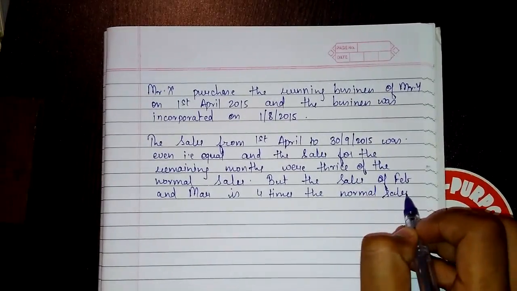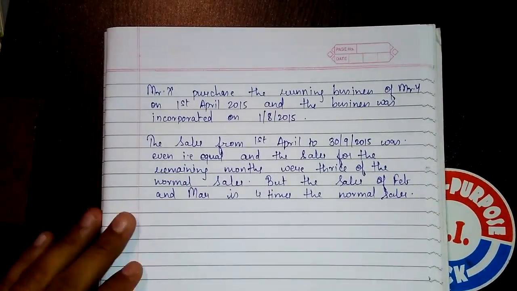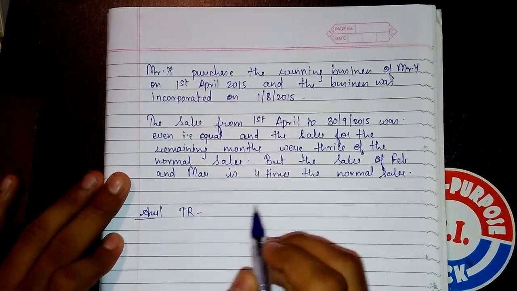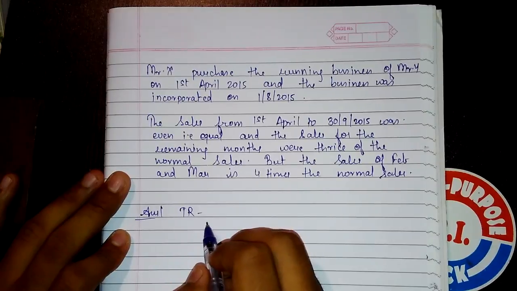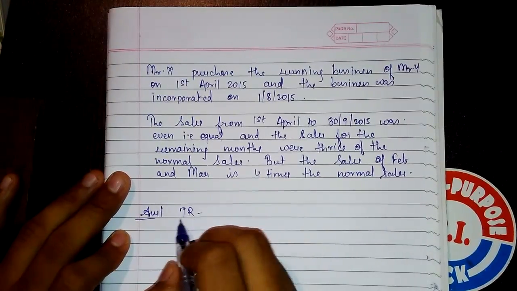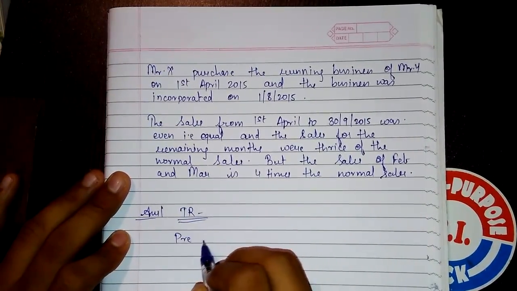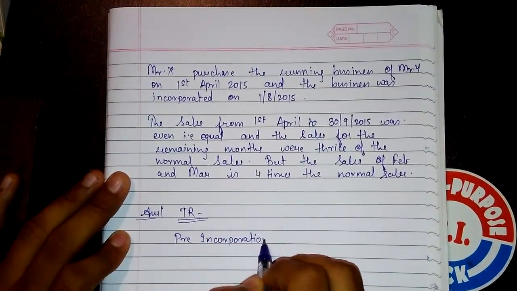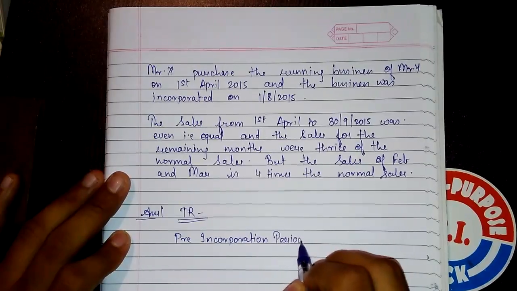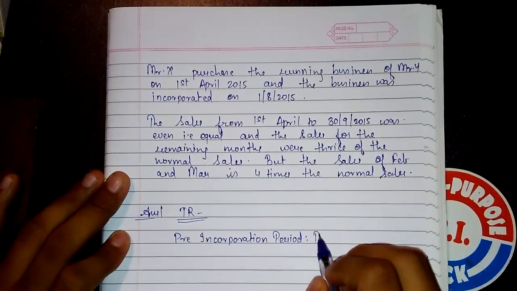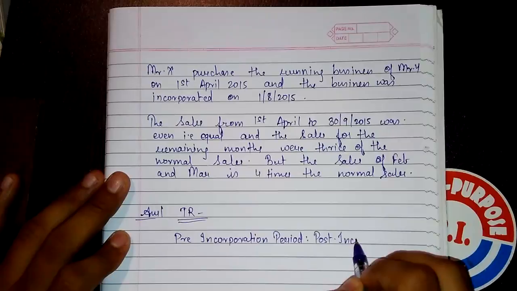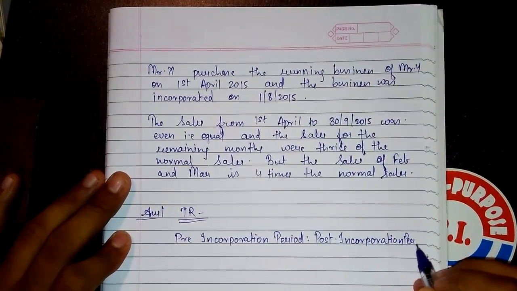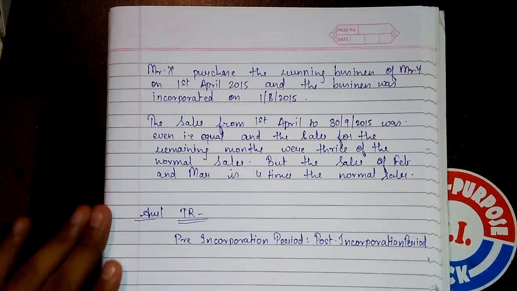Okay, so firstly, what we need to find in this question is the time ratio. How will we find out the time ratio? We'll find it in this manner. Please write time ratio in full form and underline it, and write pre-incorporation period, incorporation period ratio, post incorporation period, and write the dates.